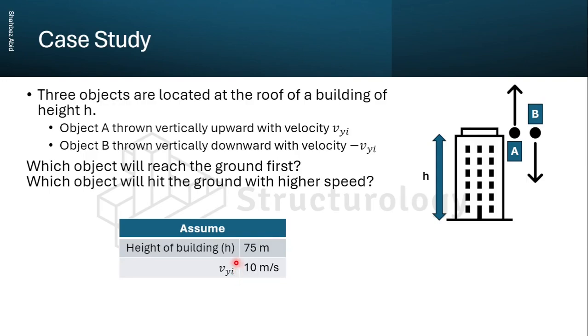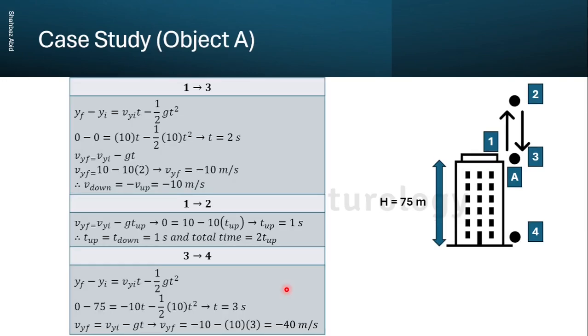The h of the building, which is the height of the building, is going to be 75 meters, and the initial velocity is going to be 10 meters per second. So for the object A, it's going to be positive 10 meters per second, and for the object B, it's going to be negative 10 meters per second. Let's do a case study for object A.